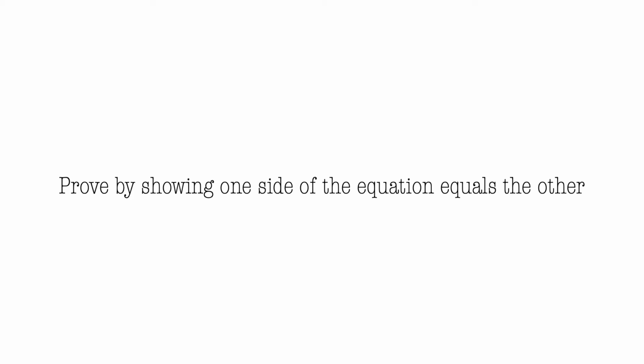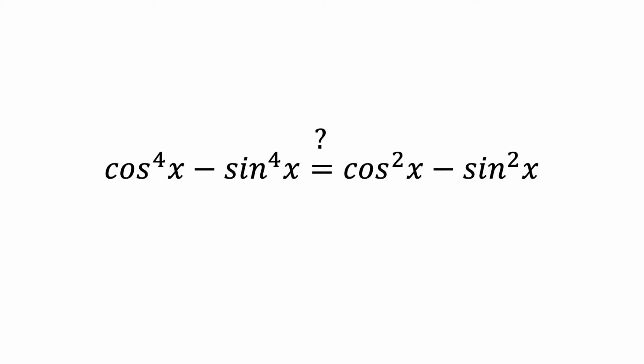Prove by showing one side of the equation equals the other. So in our second problem, here we have cosine to the fourth of x minus sine to the fourth of x should equal cosine squared of x minus sine squared of x.